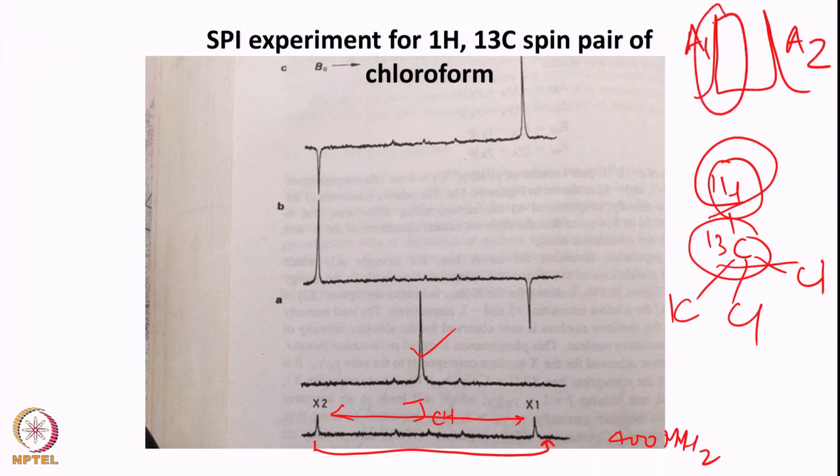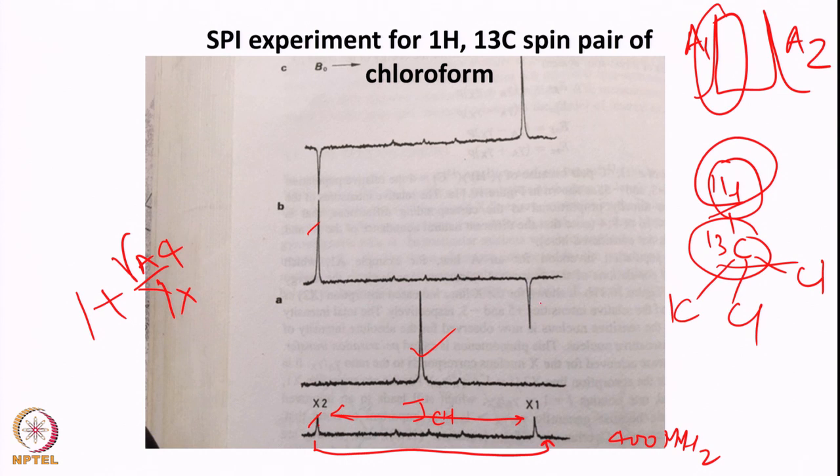Say we perturb A1 with a selective 180 degree pulse. Now the signal for 13C will be enhanced, and you can look at the enhancement factor here for X2. It is quite a bit enhanced, and for X1 also it is enhanced, but for X2 it is quite a bit more, and this enhancement is generally given by gamma A divided by gamma X. So generally a 4 times enhancement is what we get for the X2 spin, or maybe 5 times actually. So 1 plus 4, that is 5 times enhancement.